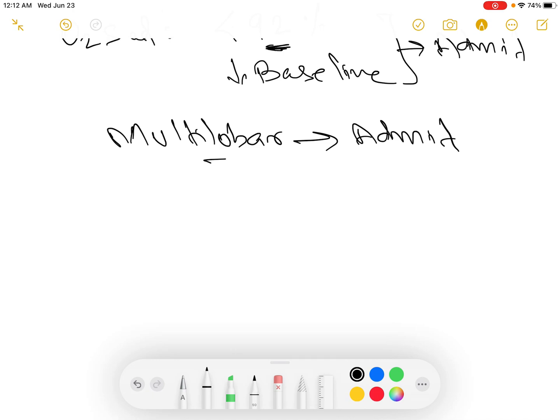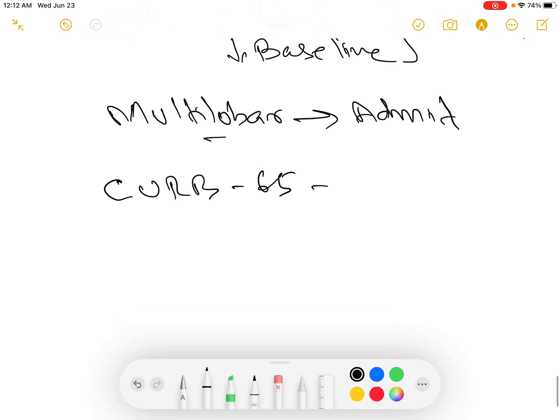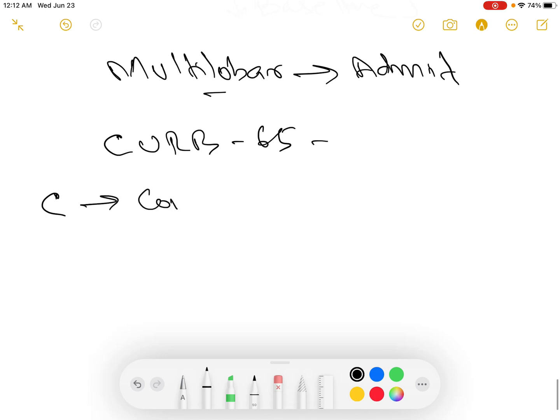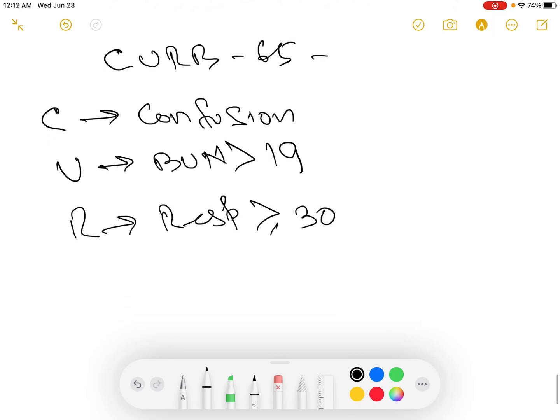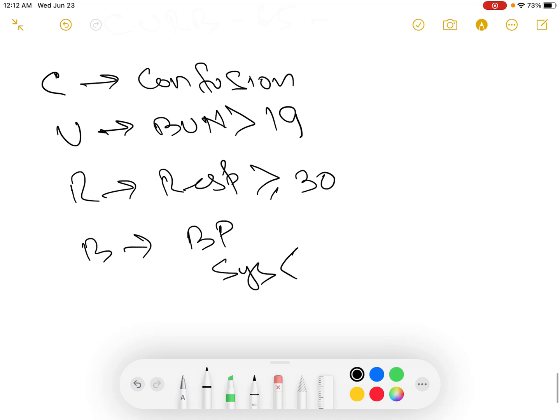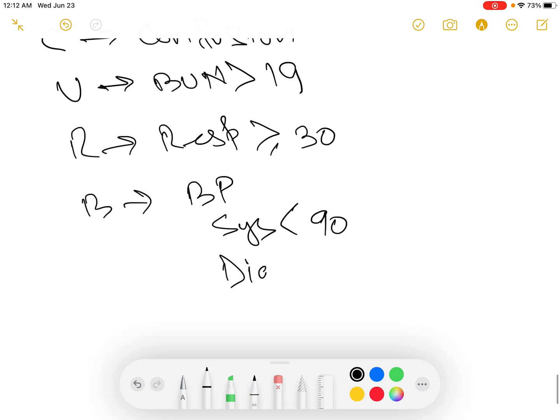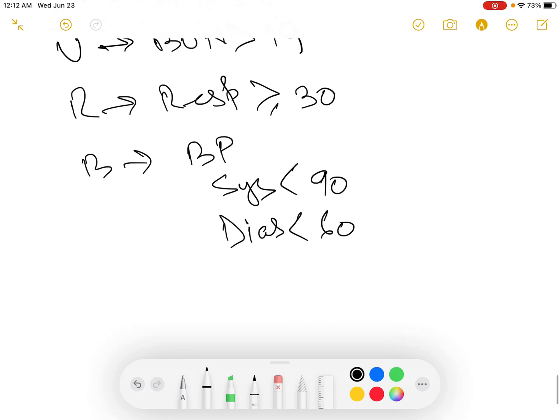Okay. Then there are some scoring mechanisms that you can use that will also help you to make a decision. One of them that I use very commonly is something called CURB-65. This is a score. So CURB stands for: C stands for confusion, U stands for uremia, that is BUN of more than 19, R stands for respiration, that is more than 30, and the B stands for blood pressure, that is your systolic less than 90 or diastolic less than 60. And 65 is just the age that is equal or more than 65.